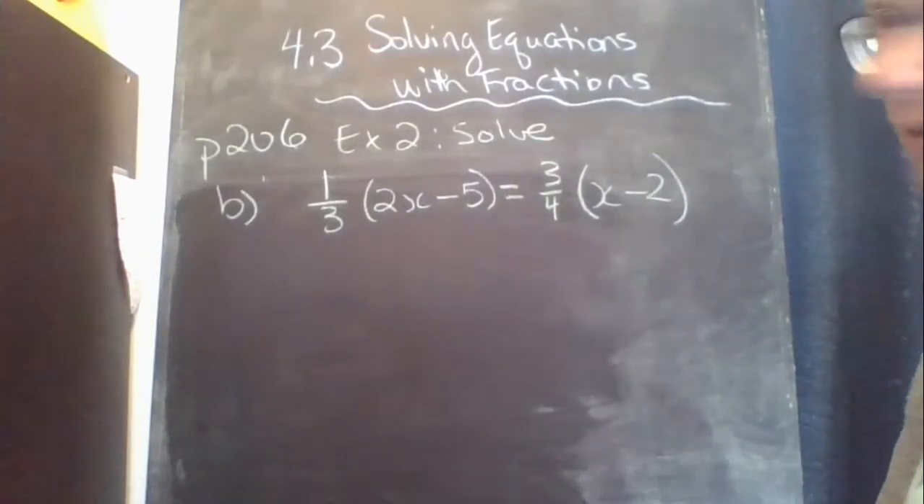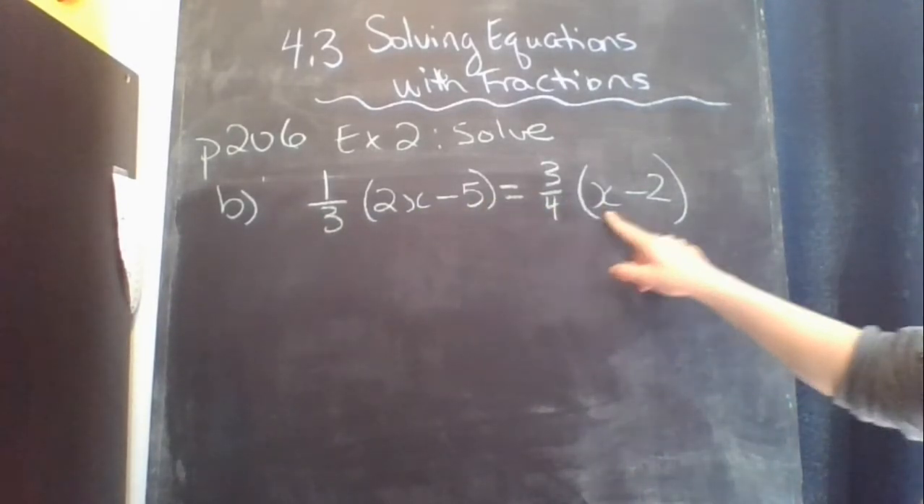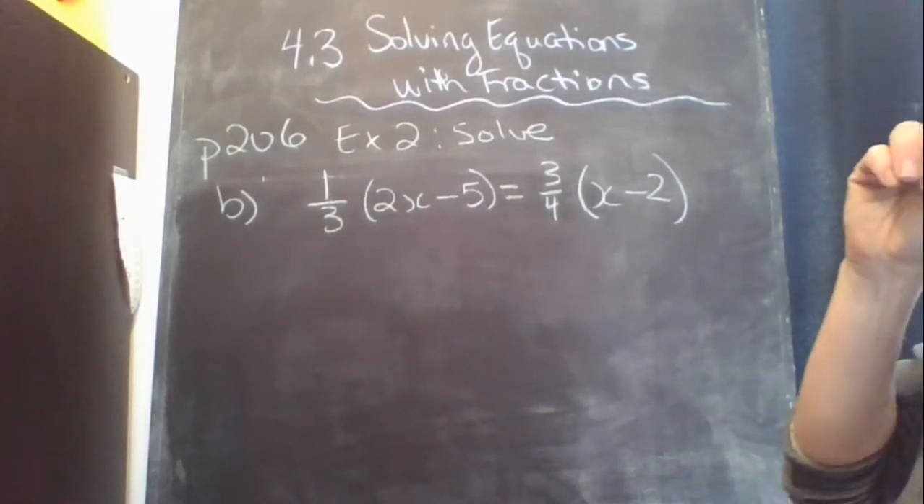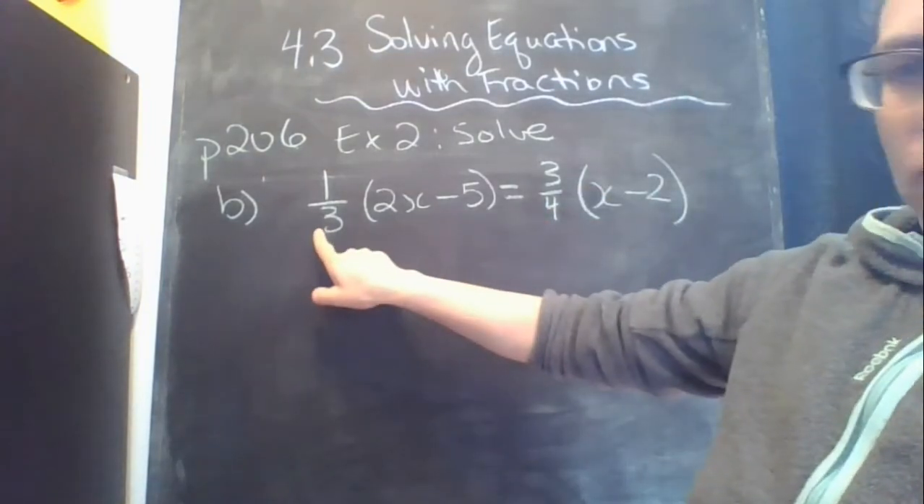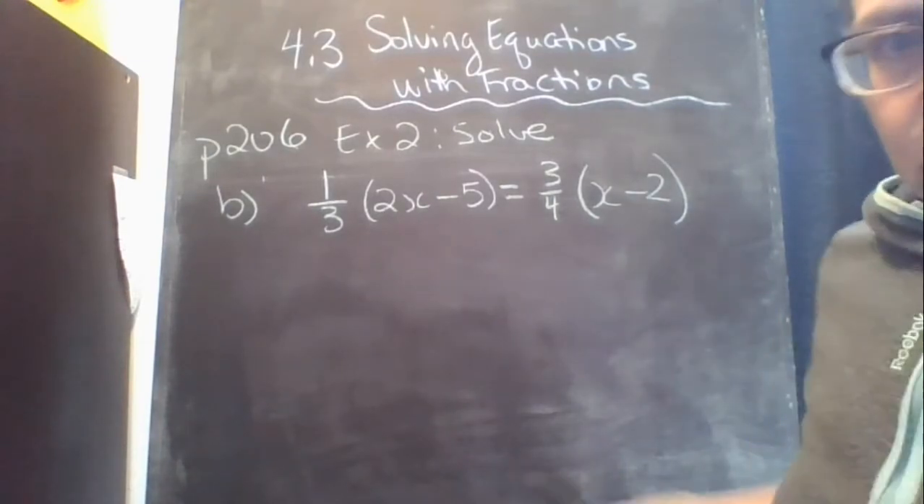Let's try one last example here. So now I've got 1/3 times 2x minus 5 equals 3/4 x minus 2. So we're just going to keep doing the same thing we were doing. We're going to get rid of these denominators in our little fractions, and then we can rearrange and solve.